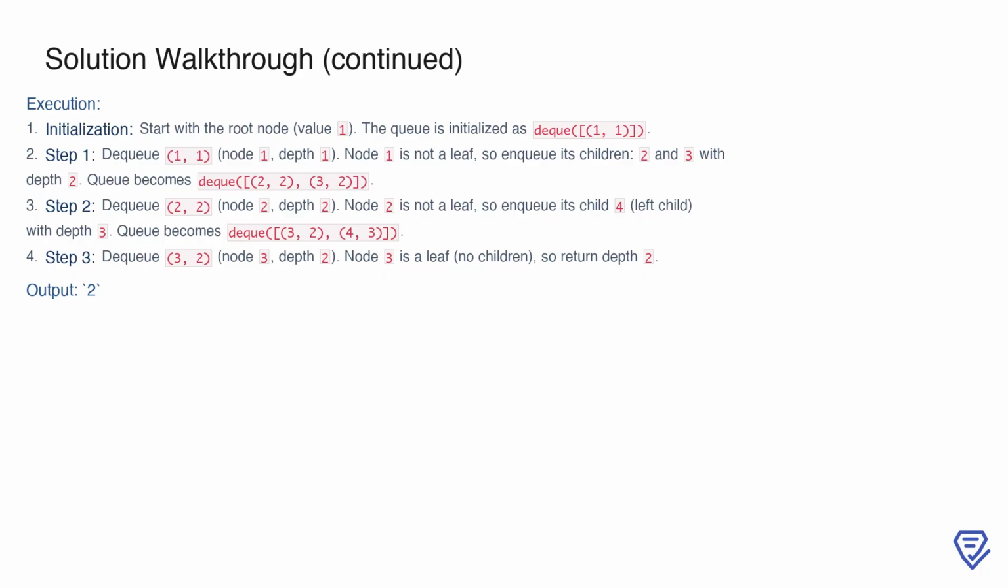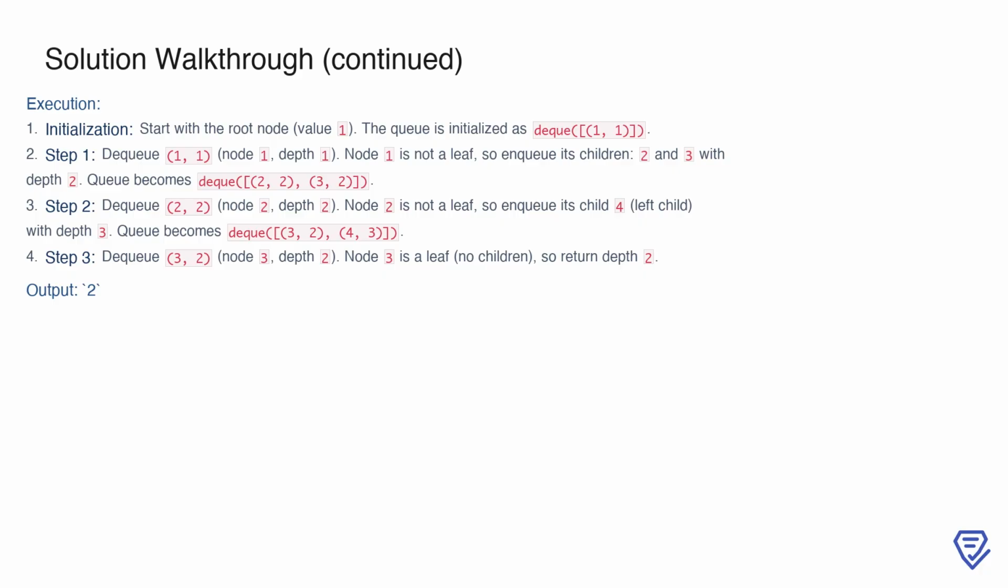Since node 1 is not a leaf, we enqueue its children, node 2 and node 3, each with a depth of 2. The queue now contains (2, 2) and (3, 2). Next, we process the tuple (2, 2), which corresponds to node 2 at depth 2. Node 2 is not a leaf, so we enqueue its left child, node 4, with a depth of 3. The queue now contains (3, 2) and (4, 3).